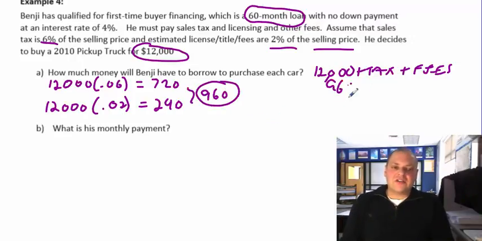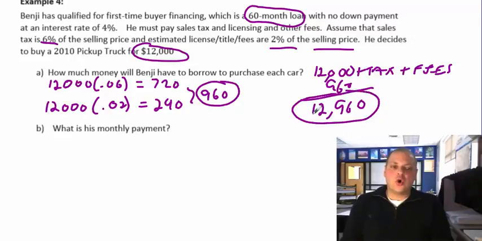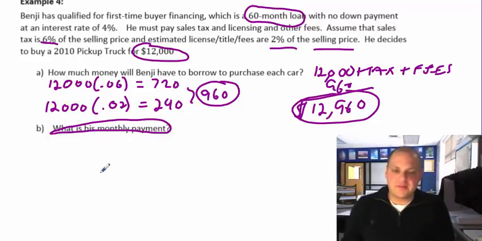So we're going to add that to our $12,000. So $12,960 is the total amount borrowed. That's the amount we're going to finance. So we're going to figure out what our monthly payment is going to be. Sorry about drawing on that. I'm still not used to this pen here.